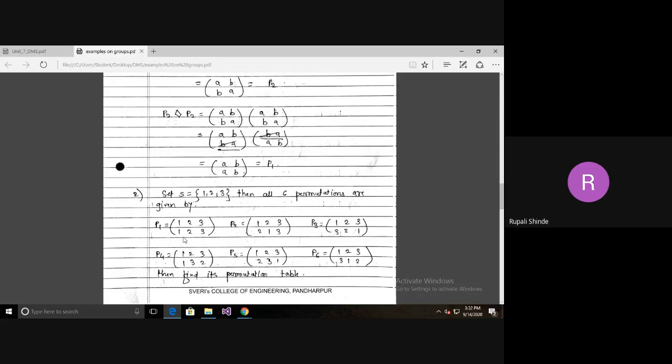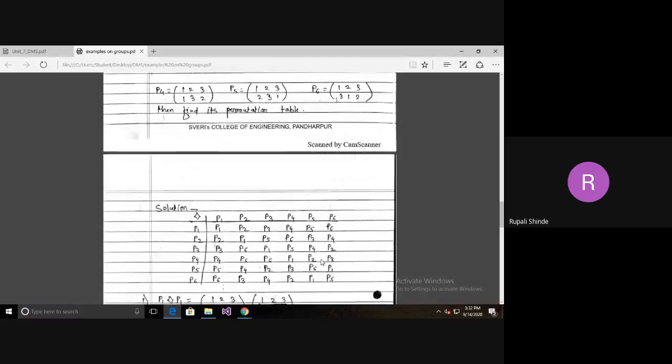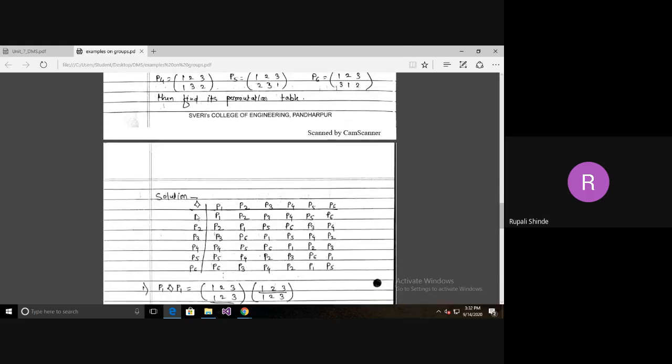So all those 6 permutations are represented as P1, P2, P3, P4, P5 and P6. So for this we have to design this permutation table. This is the symbol for permutation. Again, 6 elements are there, that's why 6 rows will be there and 6 columns, P1 to P6. Okay.